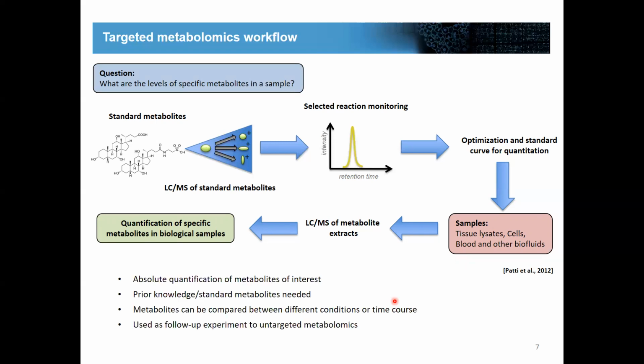Here to keep in mind, of course, we are talking about an absolute quantification of the metabolites. Here you absolutely need the prior knowledge. You need to know what you want to quantify, and you need the standard reference substances. And then with the quantitative results, you can compare the metabolites within different conditions or over a time course, for example. And as you will see in the second part of my talk today, this can also be used as a follow-up experiment for untargeted metabolomics to verify the findings of the first approach.